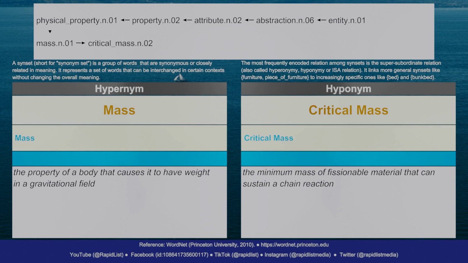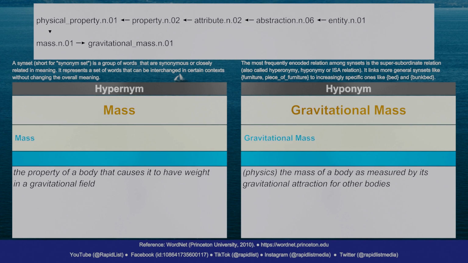Critical mass. The minimum mass of fissionable material that can sustain a chain reaction. Gravitational mass. Physics, the mass of a body is measured by its gravitational attraction for other bodies.